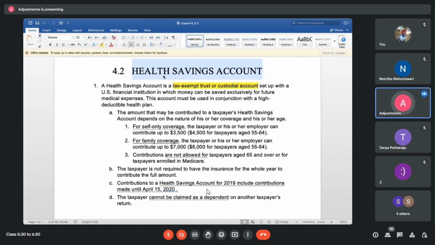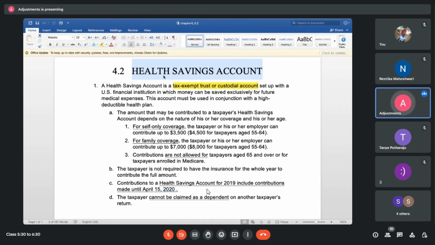And the IRS is giving tax breaks: if you put money up to a certain level every year in this account, you don't have to pay tax on that. It's pre-tax money. And even if you take it out, if you are using that money for the right purpose, which is medical expenses only, then again, you don't have to pay any taxes on it. It also grows tax-free.